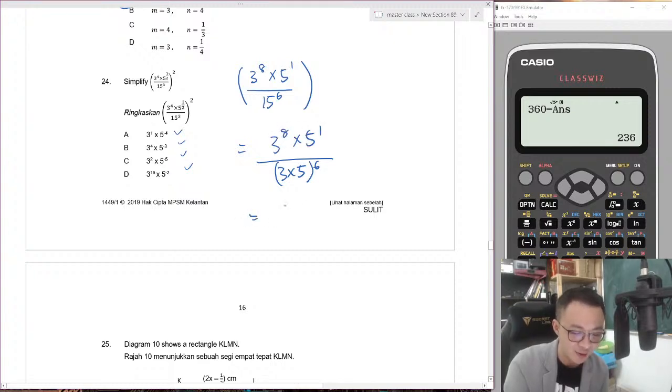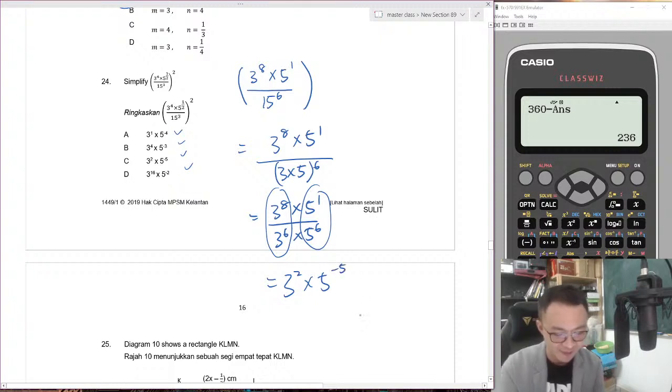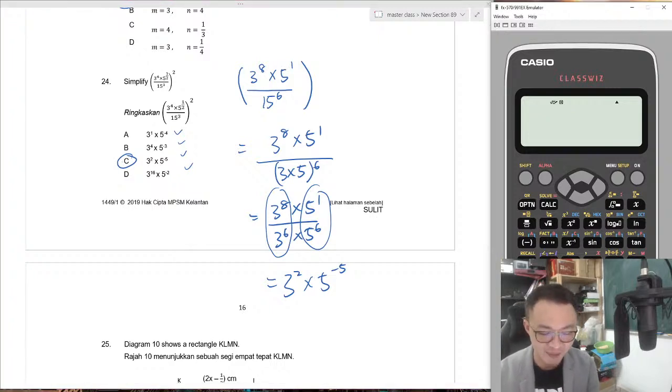So this one should be 3 power of 8 times 5 power of 1, over 3 power of 6 multiply 5 power of 6. Then I will solve this one, divide first. This one will be 3 power of 2. I will solve this one. This one will be multiply 5 power of -5. So I believe my answer should be C, but I better double check my answer.